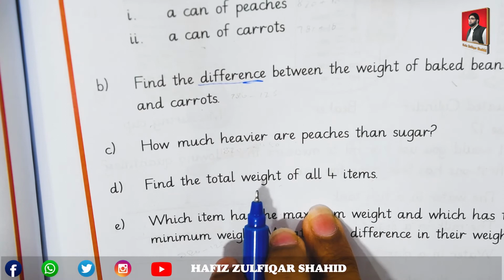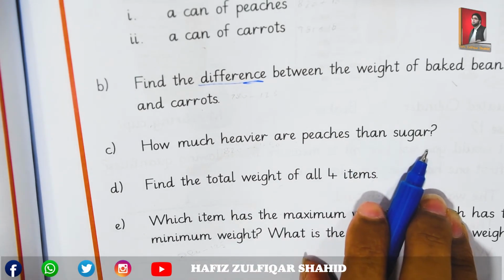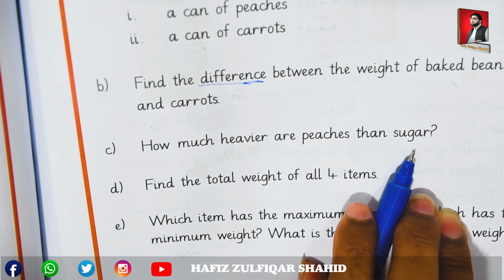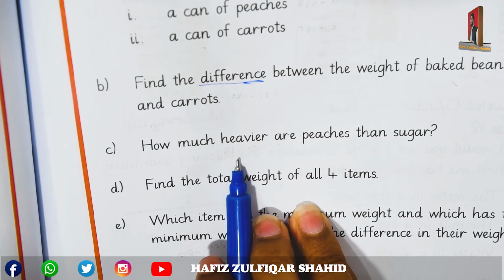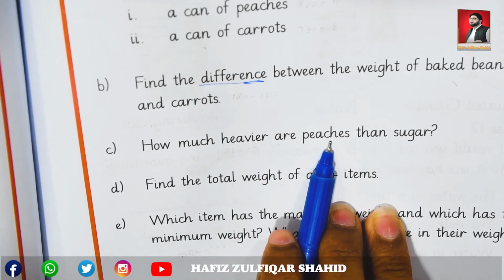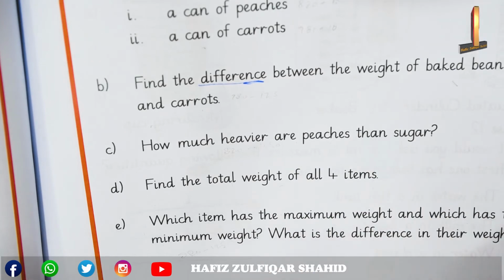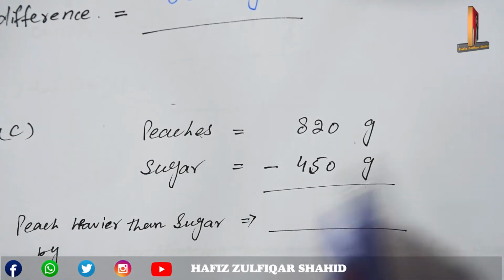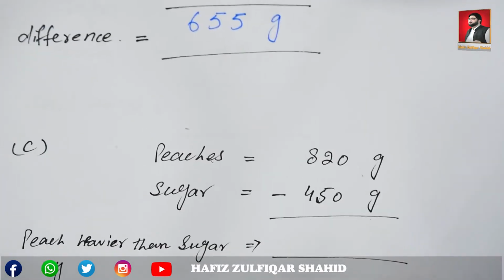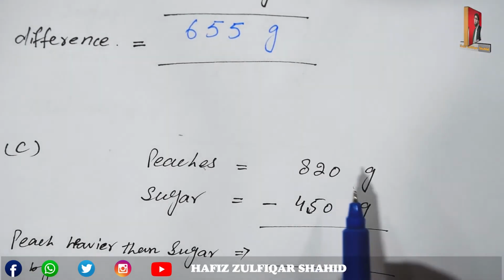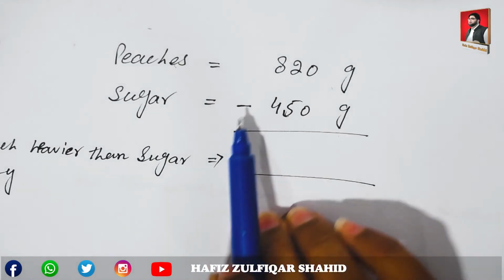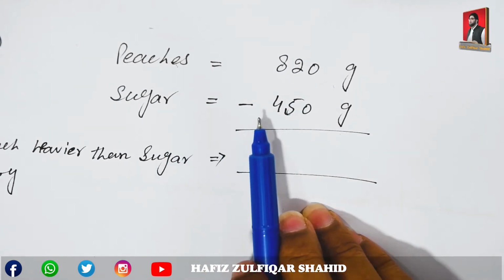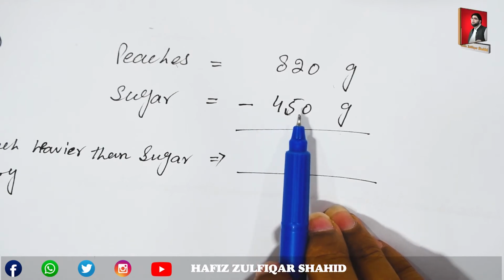The next is how much heavier are peaches than sugar. This information also tells that if we subtract the weight of both, peaches and sugar, we will get which is the heavier of them. You can see the weight of peaches is 820 gram and the sugar is with weight 450 gram.